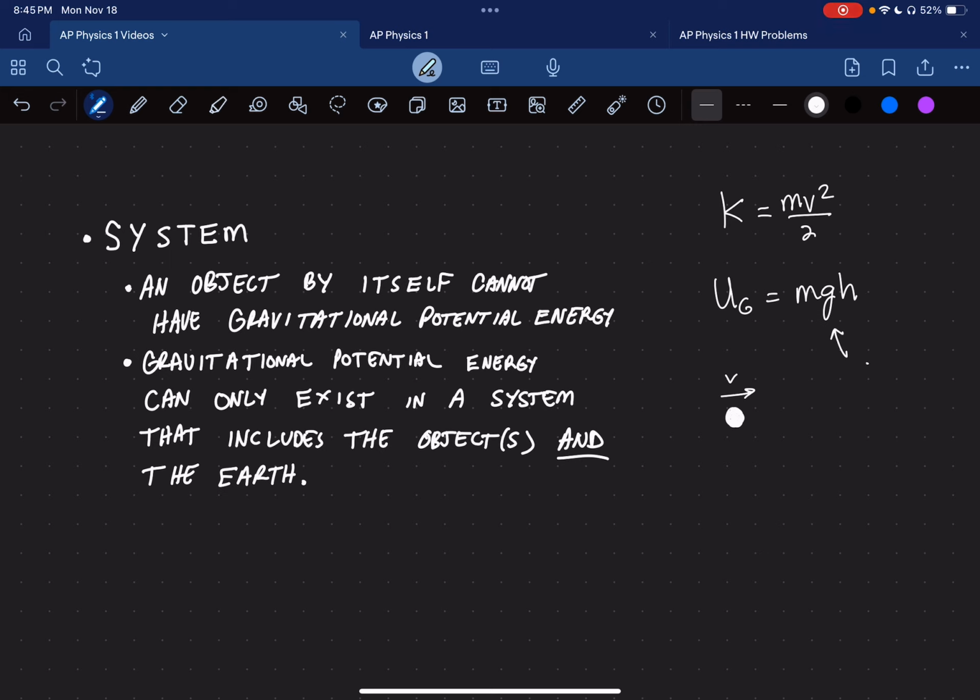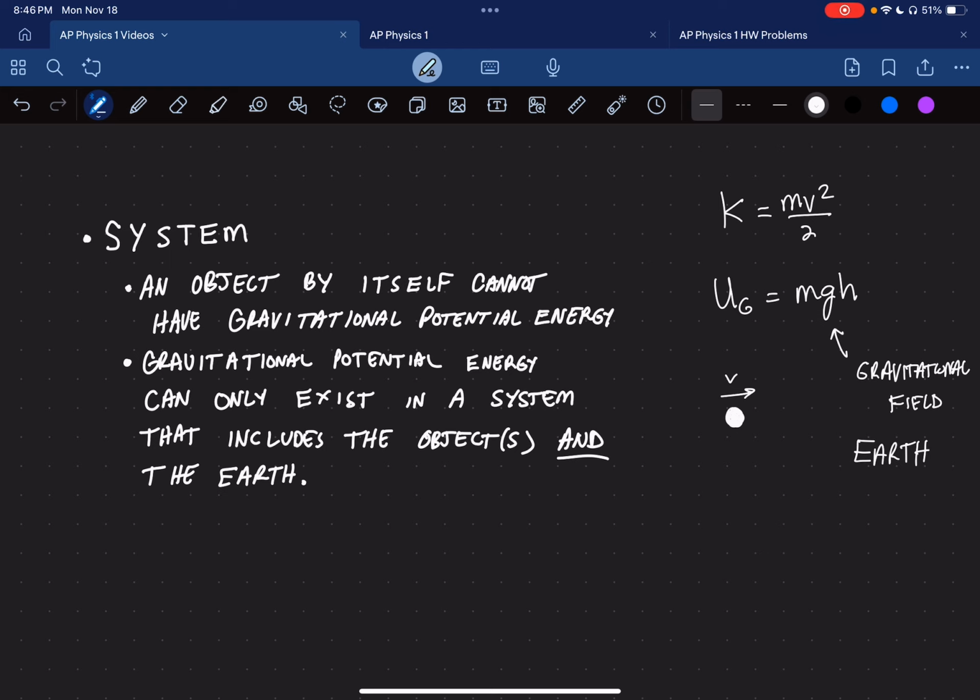g is the gravitational field, which we can think of as being part of the Earth. It's created by the Earth's mass. And so only a system can have gravitational potential energy, because the object will have mass m, but the gravitational field is part of that Earth system. And so right here we wrote an object by itself cannot have gravitational potential energy.